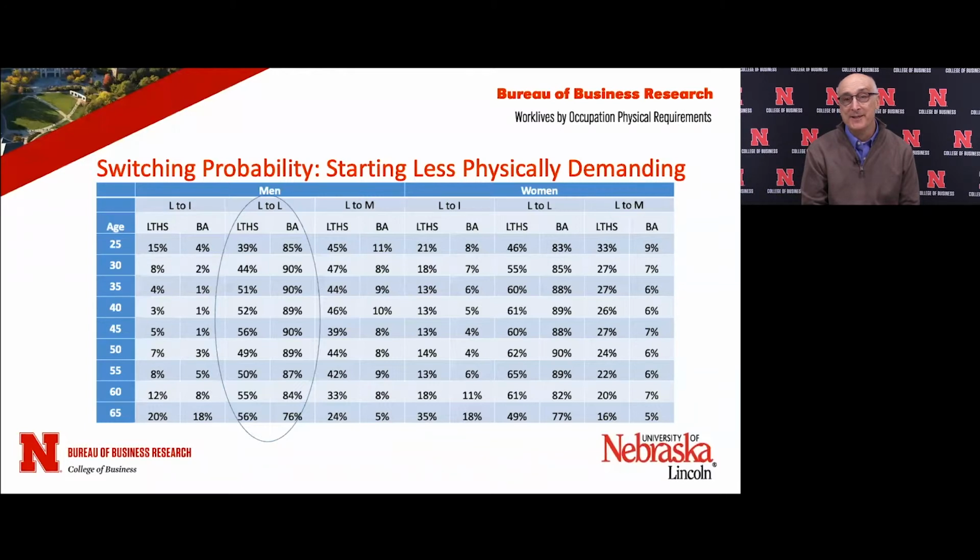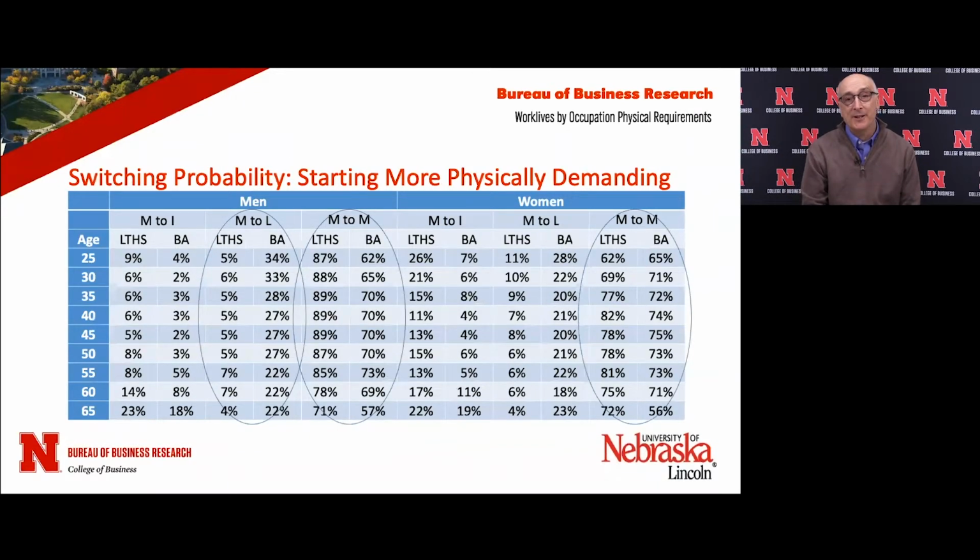On the other hand, for men with less than a high school degree, if they start in a less physically demanding job, there's basically less than a 50% chance they're going to be in a less physically demanding job the next year. The next column shows switching from a less physically demanding job to a more physically demanding job. And again, look at the variation by education. Take a man who's 40 years old. If he's in a less physically demanding job, there's almost a 50% chance he's going to jump to a more physically demanding job by the next year. On the other hand, a man with a bachelor's degree, there's a 10% chance that at age 40, if he's in a less physically demanding job, by age 41, he's going to be in a more physically demanding job. And again, you get similar types of results for women.